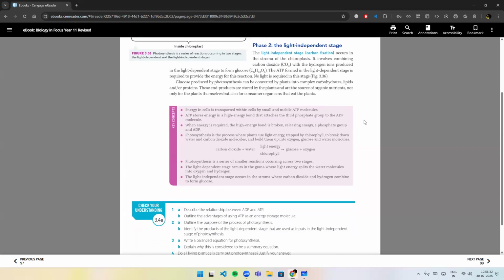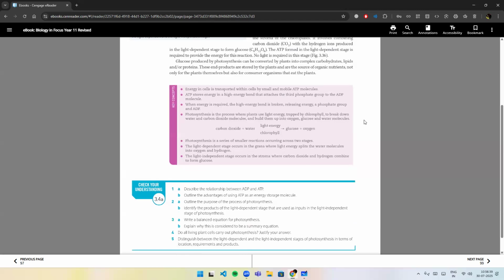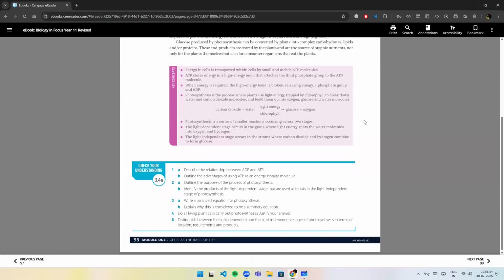Key concepts. Energy in cells is transported within cells by small and mobile ATP molecules. ATP stores energy in a high energy bond that attaches the third phosphate group to the ADP molecule. When energy is required, the high energy bond is broken, releasing the phosphate group and energy, and forming ADP. Photosynthesis is the process where plants use light energy trapped by chlorophyll to break down water and carbon dioxide molecules and build them up into oxygen, glucose, and water molecules.